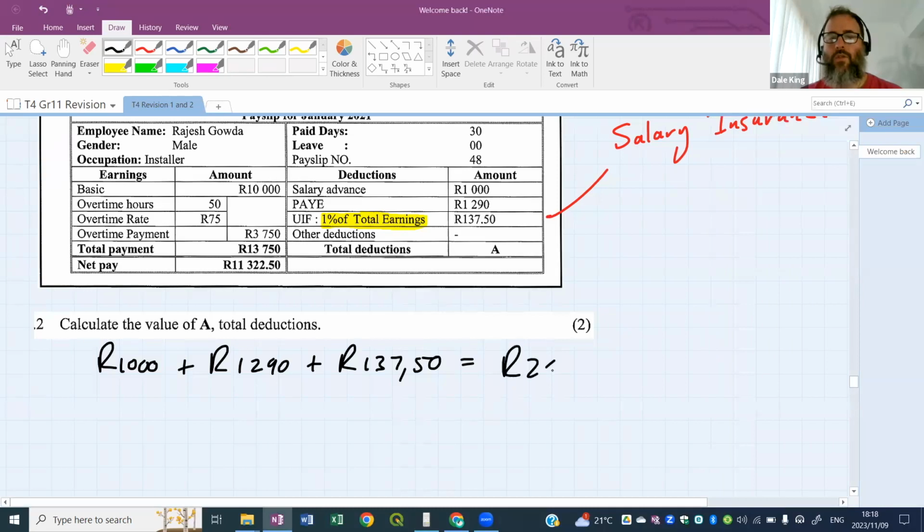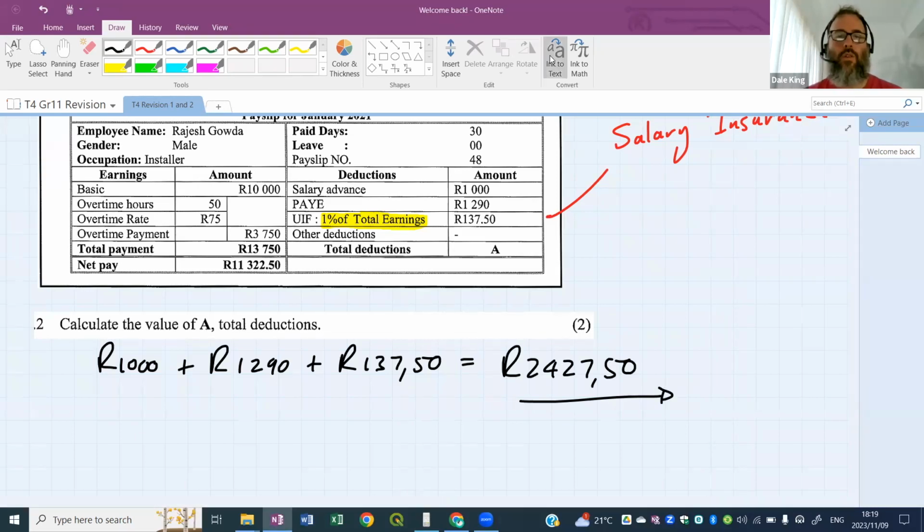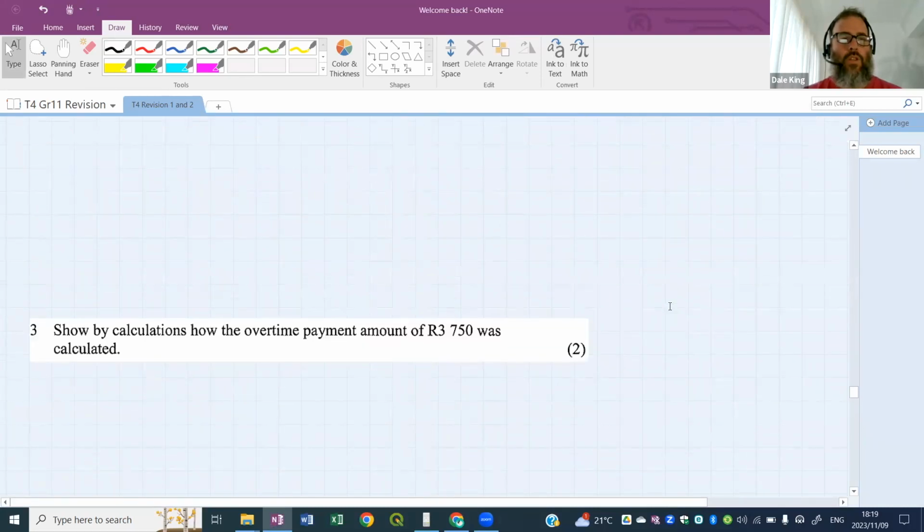All right, like you all said, 242750. We need to add them up. So that is the total deductions there. All right, excellent. Nice and easy. 2 marks in the bag as well. Very good. Next one, question 3.